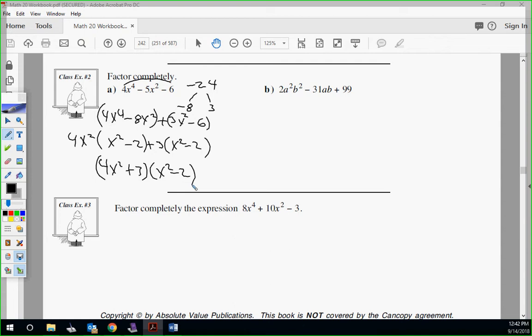Oh, okay, so we got to go 2. Okay, so no GCF here. The 31 is a giveaway because that's prime. So 2 times 99, 198. So now I got to think about factors of 198. That gets me negative 31. They're both going to be negative, right?